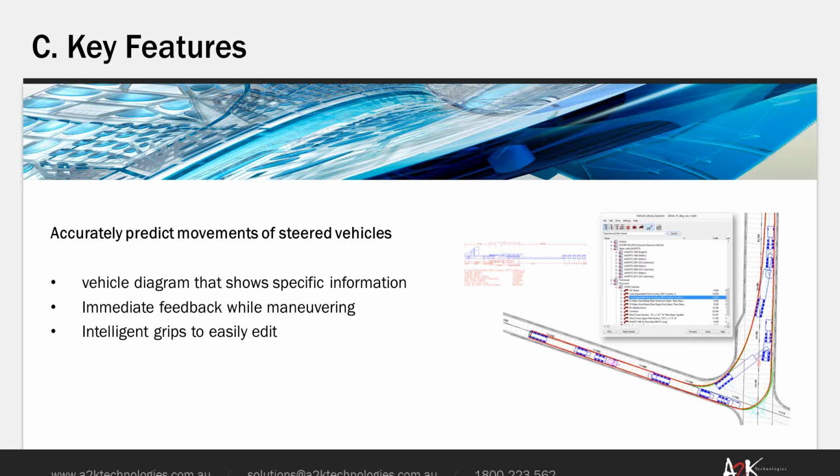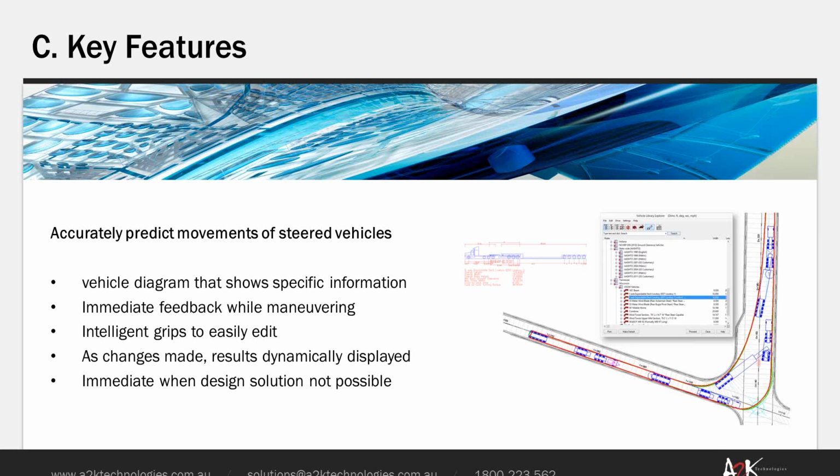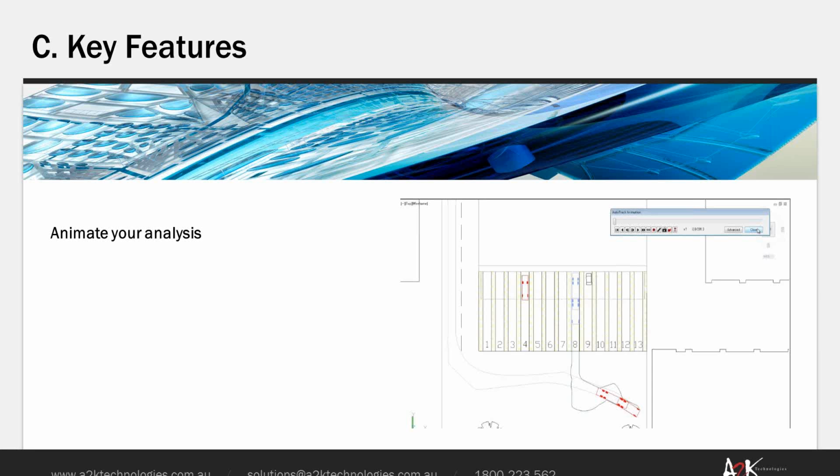Then from there, you can refine that using grips. Once the object's placed, it's a matter of selecting the object, and then you can just move it around to manipulate it to suit what you want to do. As you change those grips, the results are displayed dynamically on the screen. Also, the advantage of this is that as you make your modifications, it becomes very obvious straight away when a design solution is not available, because the vehicle path itself will break and be incomplete. So you'll know straight away whether it's broken or not.